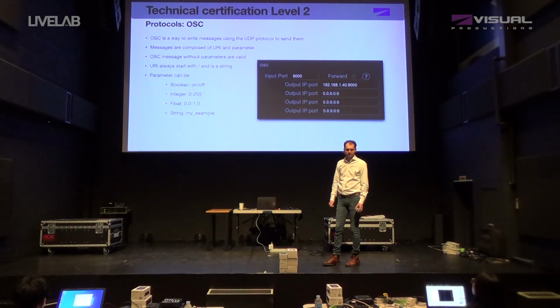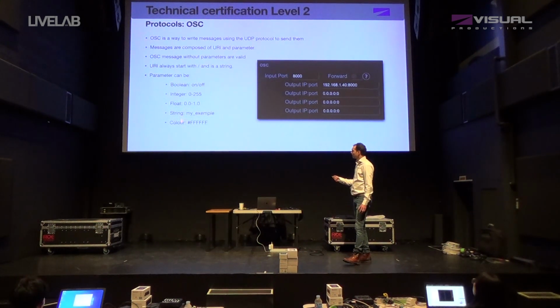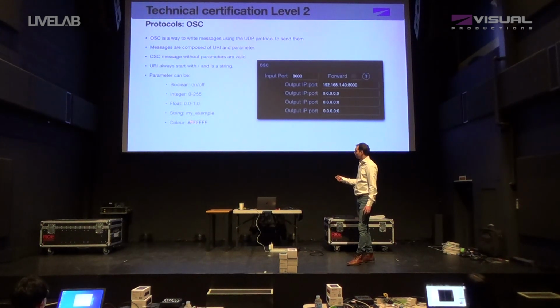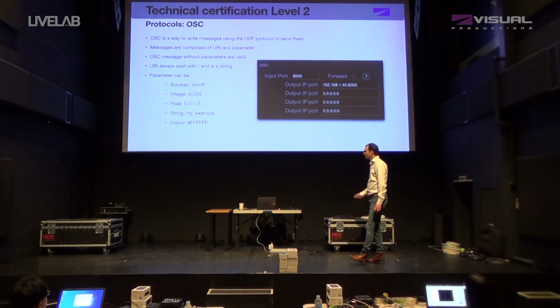네, 이렇게 텍스트를 보낼 수도 있고요. 스트링입니다. And you can also send a color. 이렇게 컬러를 보낼 수도 있고요. So the color is coded like we've seen yesterday with the hexadecimal value. 네, 이렇게 FF 이런 식의 밸류로 이렇게 코드가 되어 있고.